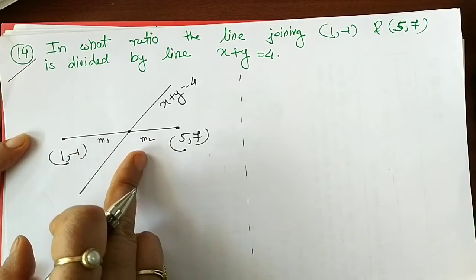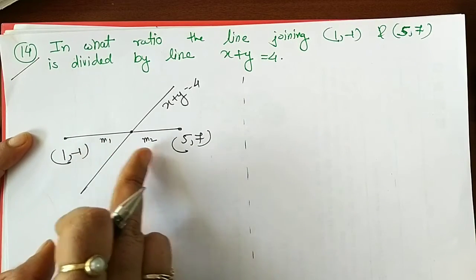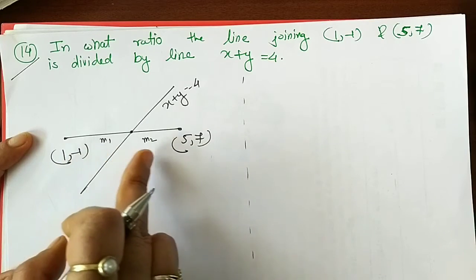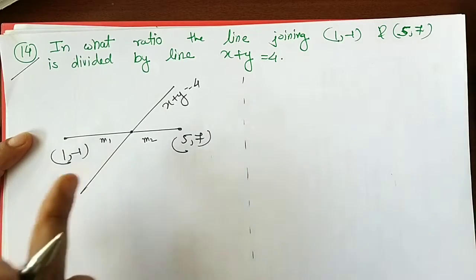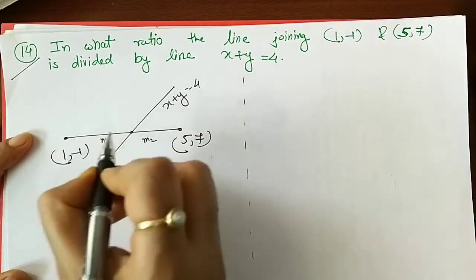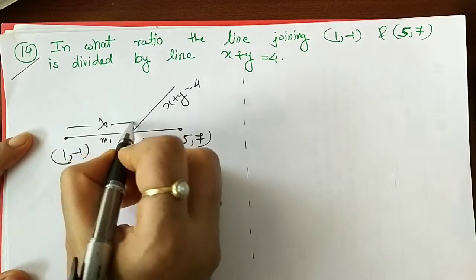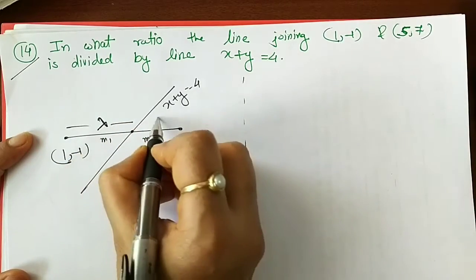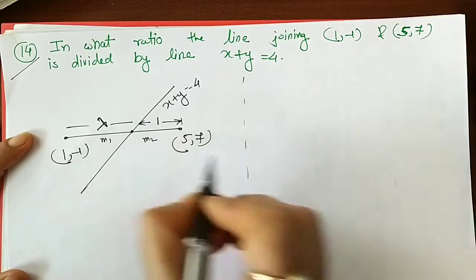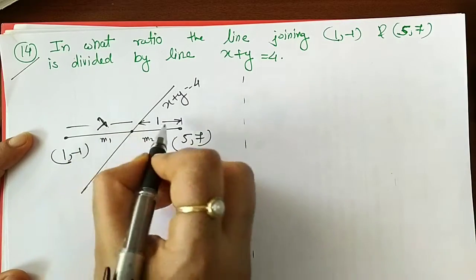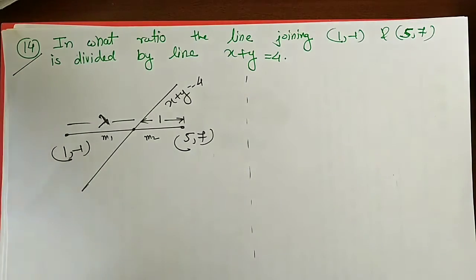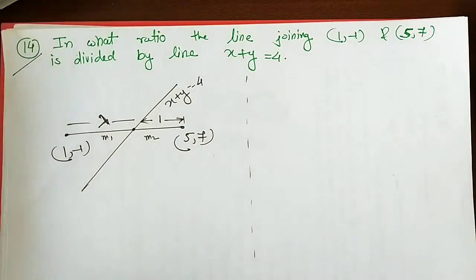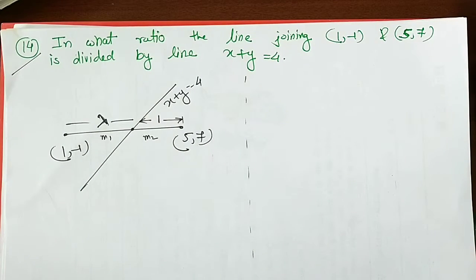Guys, whenever they are asking for ratios, never assume m1 and m2. You will be in trouble because we have two unknowns to find out. It's always better if you take only one variable: one part lambda, the other one is 1. The answer will come on its own. So one ratio I am taking lambda, the other one is 1. The other ratio will come on its own. So this is the key point. Whenever you have to find the ratio in which a point cuts a line, always consider only one ratio variable.